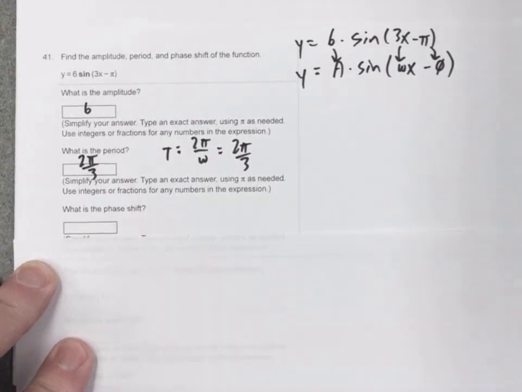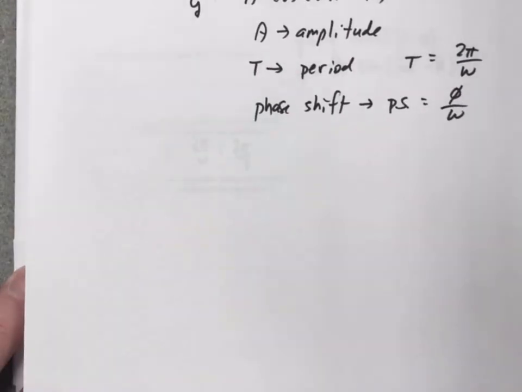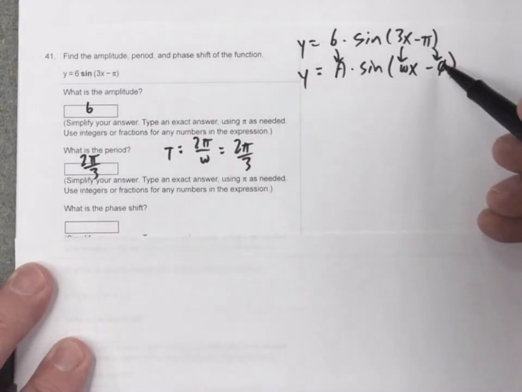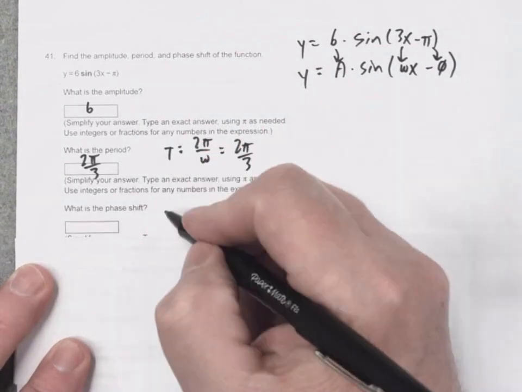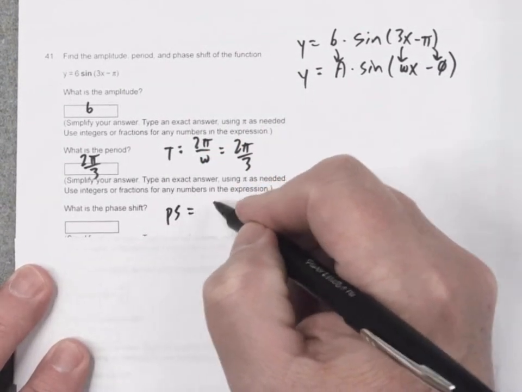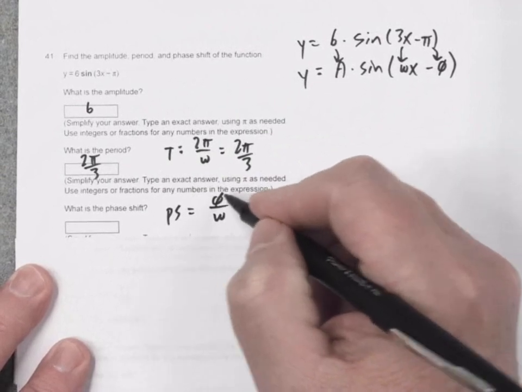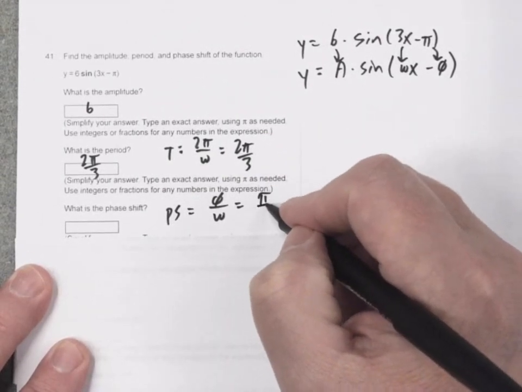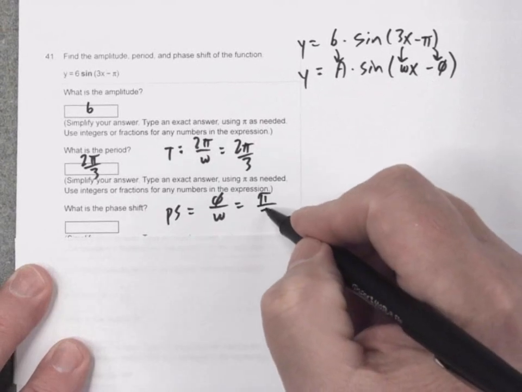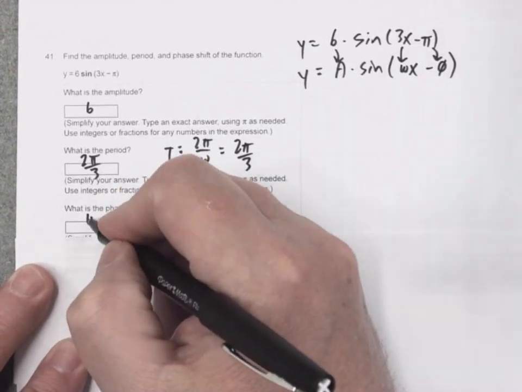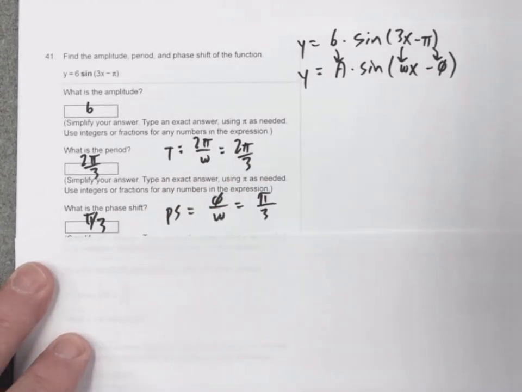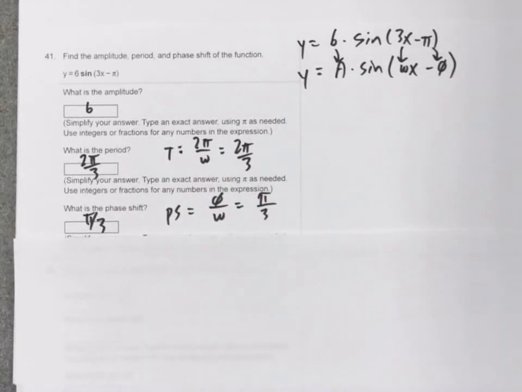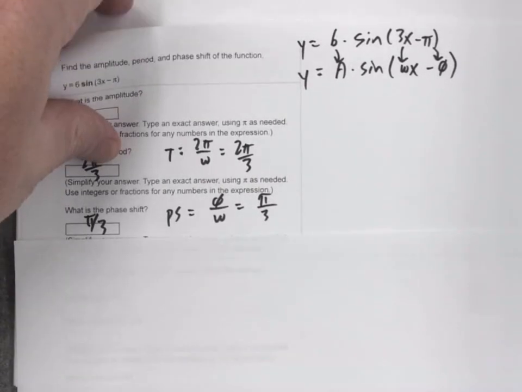Now the phase shift is phi over omega. So phi is pi, so let's write this, the phase shift, phi over omega. Phi is pi, omega is 3. Looks like the phase shift is pi over 3. All right, let's see what's next. We have another one, amplitude, period, and phase shift.